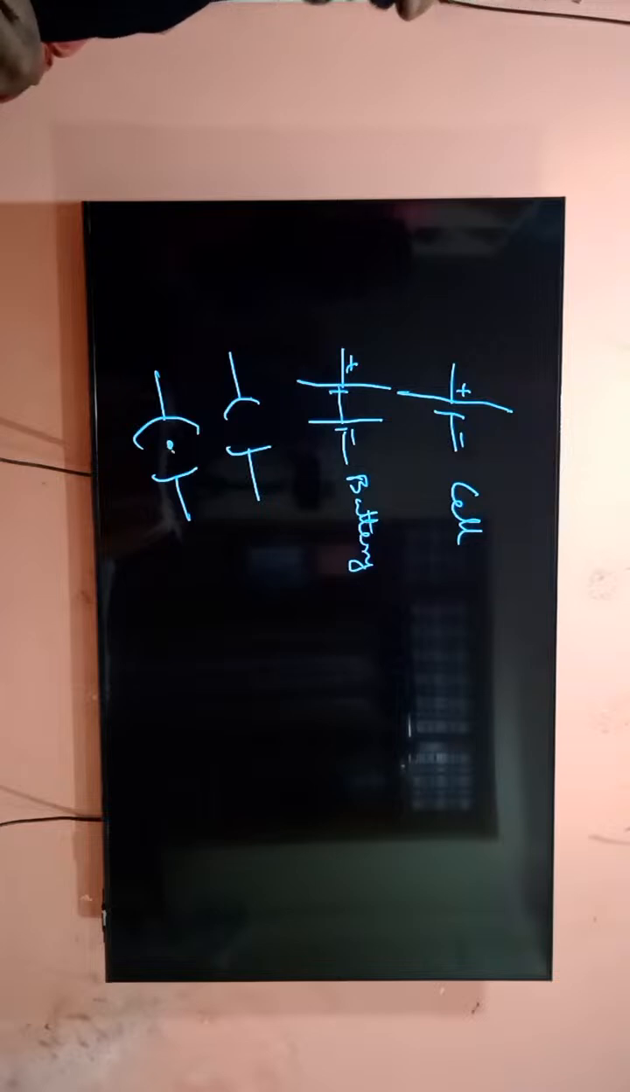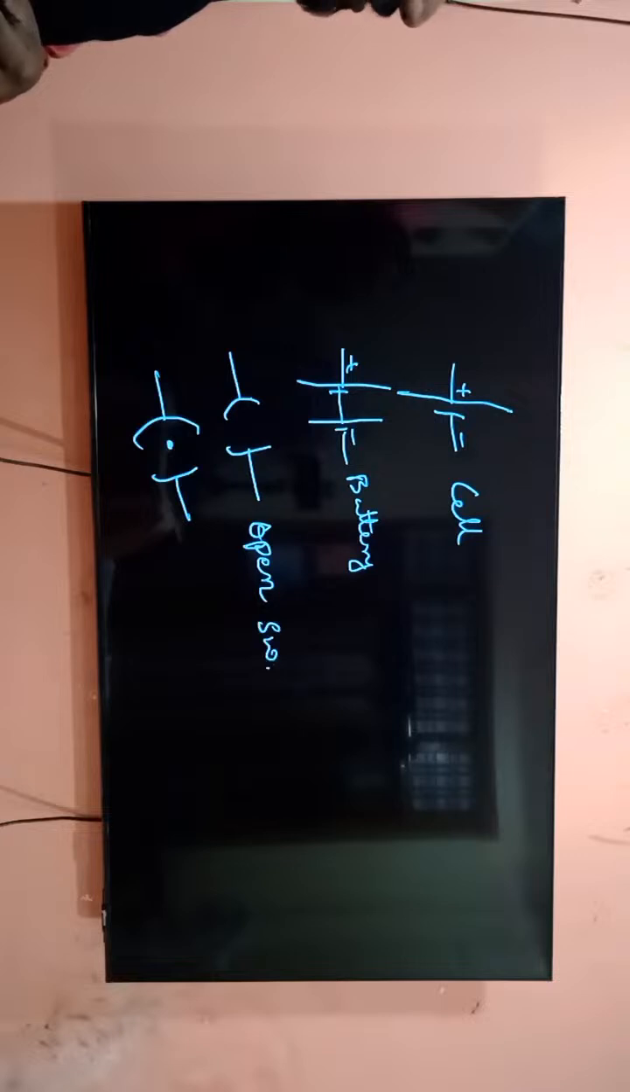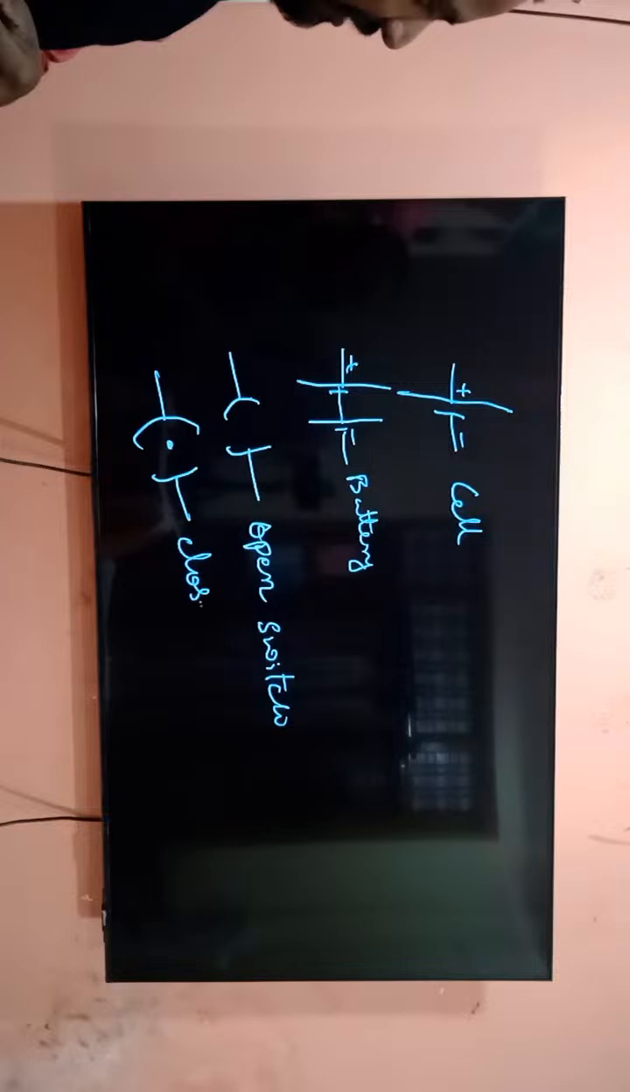And next one we can take the switch. This is an open switch. If the dot is not there, that is an open switch. If the dot is there, that is a closed switch. So inside, the dot will be there. This is an open switch. Here it is a closed switch. Right?